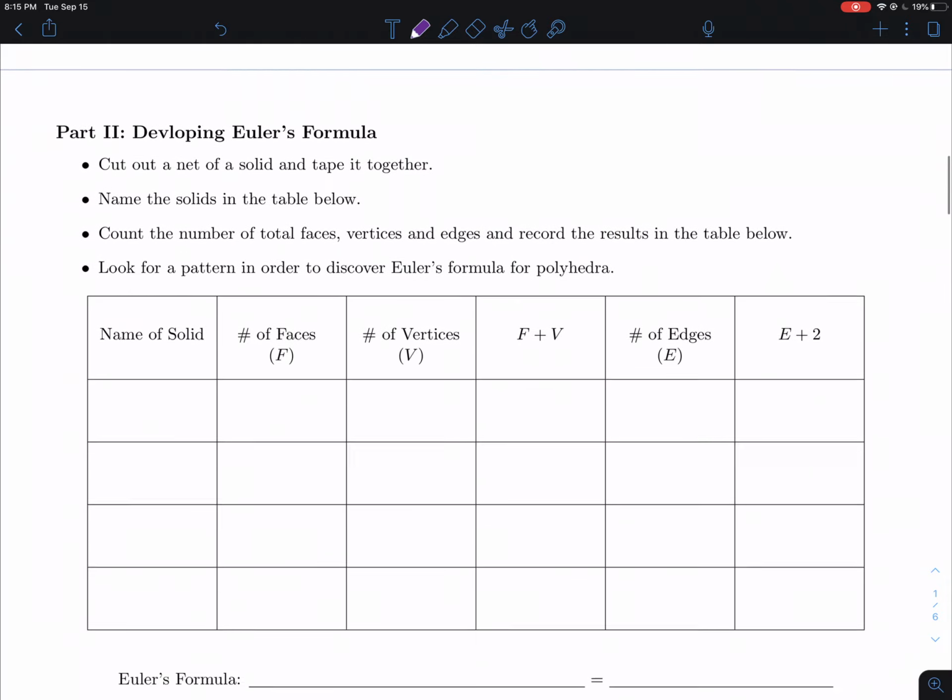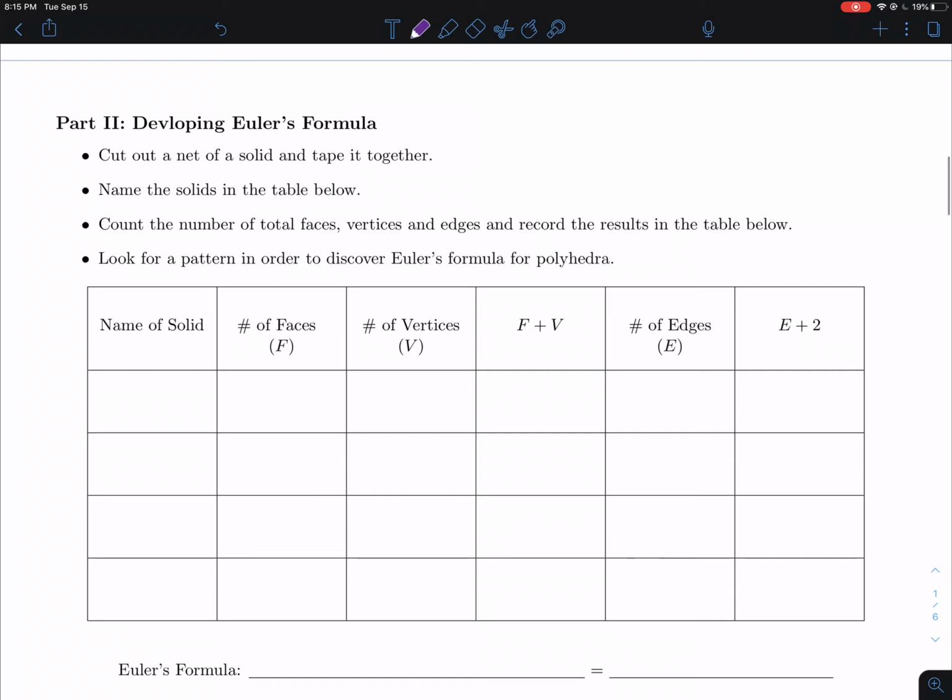All right. What we want to do is use these shapes to develop what's called Euler's formula. Again, I'm going to include some nets in the packet so you can work through these and cut them out if you have them available. If you don't, you can go online, or at least look at them and count without necessarily folding them. It's just more fun if you can fold them. We want to name what the solids are called in the table, count the total number of faces, vertices, and edges, and record the results down here. And then we're going to look for a pattern.